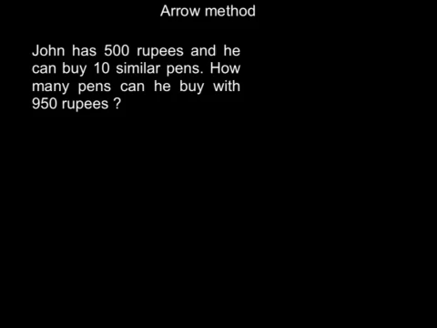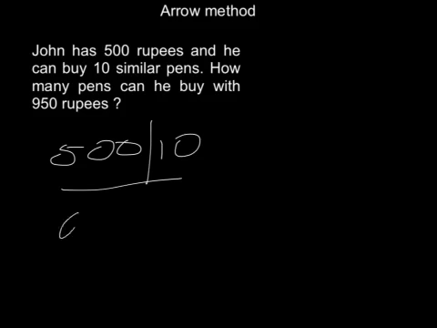John has 500 rupees and he can buy 10 similar pens. How many pens can he buy with 950 rupees? This is a direct variation problem. So we have to do 500 rupees, he can buy 10 pens. 950 rupees, he can buy an x amount of pens.